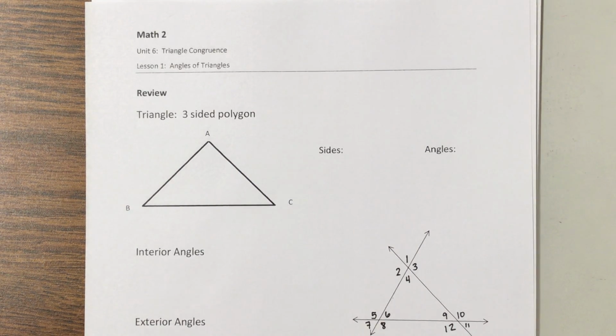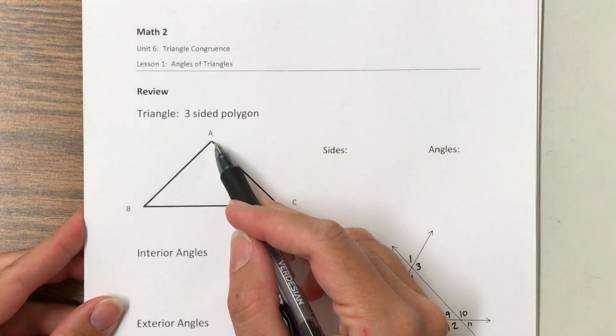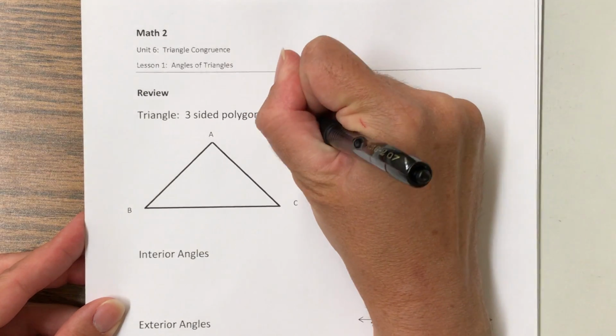In this lesson, we're going to learn about angles of triangles. So, triangle-angle relationships. And before we begin, we're going to review. So first off, naming a triangle. We name a triangle by the vertices, the three angles that are made here. So this is going to be called triangle ABC.